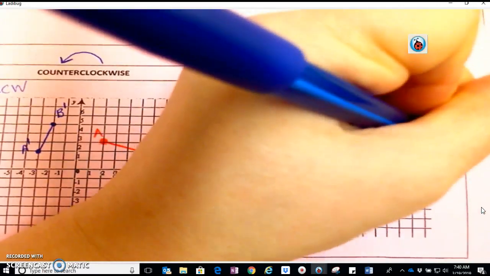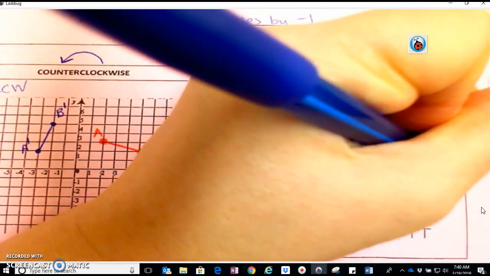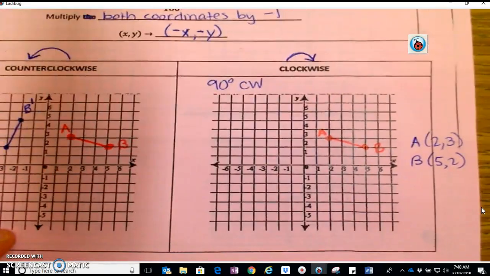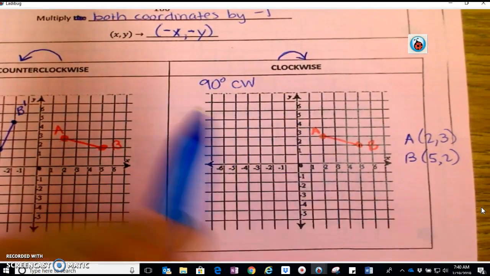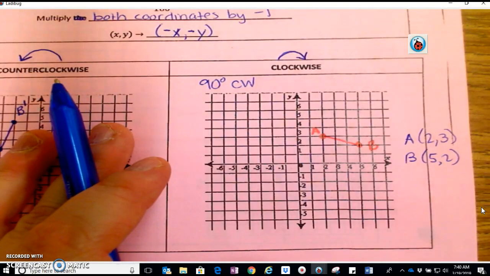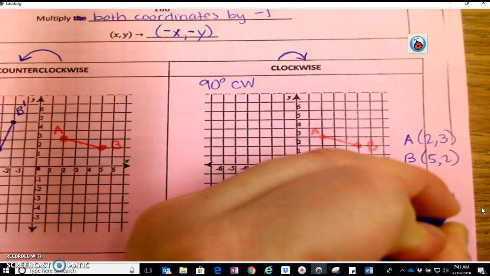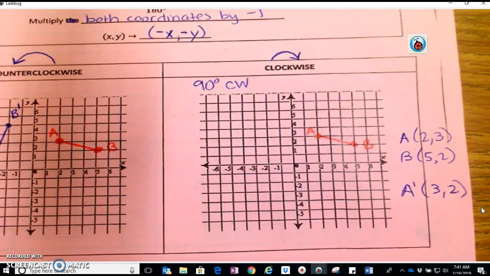So again, that kind of helps you figure out, well, what are my new coordinates going to be? So again, I had 2, 3, and 5, 2. Those were my original ones. Now with a 90 degrees or a 270, I have to flip-flop. Okay, so my A prime, I'm going to flip the positions. Okay, but then one of them is going to become the opposite.